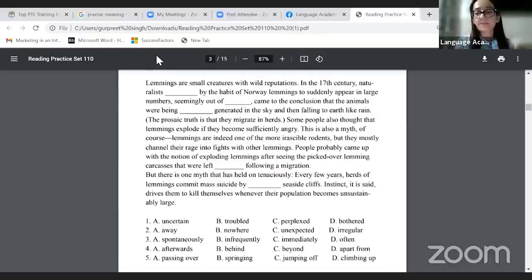Any problem with the audio of my voice? Anybody facing problem? No? All right. Shikha, please check your internet connection. It's not from my side. All right, 2.5 minutes, question number 2. And then post your answers.